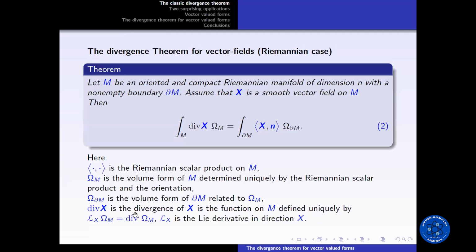Divergence is the divergence of X. X is a function, this time defined by this formula, a little bit different. But in this particular situation of Rn, it is simply the usual divergence considered before. L_X is the derivative in direction X.